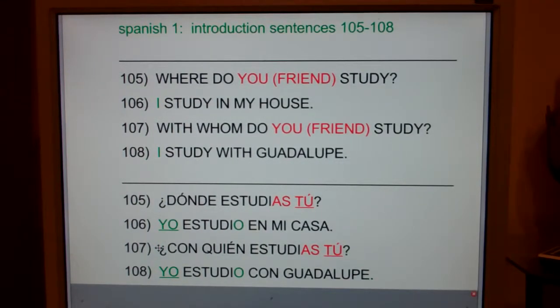Now, Spanish is backwards. In English, we say pretty girls. In Spanish, they say girls pretty. In English, we say big river. In Spanish, they say river big. So in English, we say, who do you study with? In Spanish, we say, with whom do you study? So it's always backwards. All right, that's Spanish 1, introduction sentences 105 through 108.